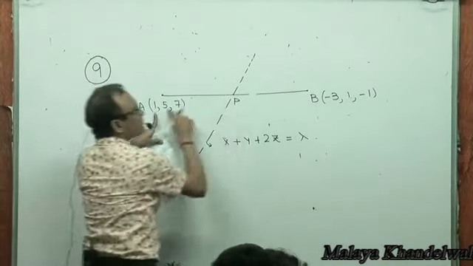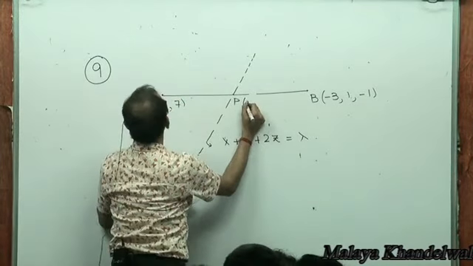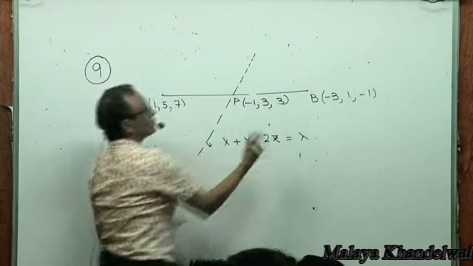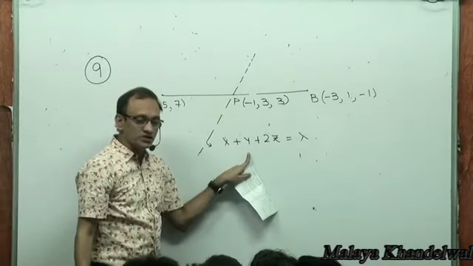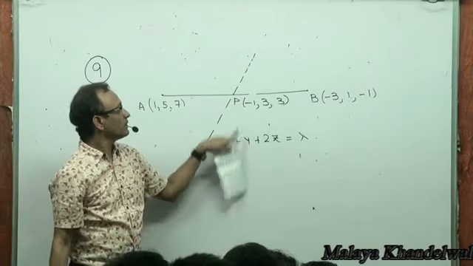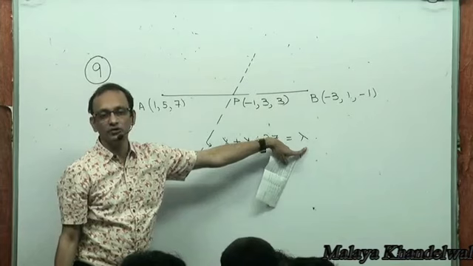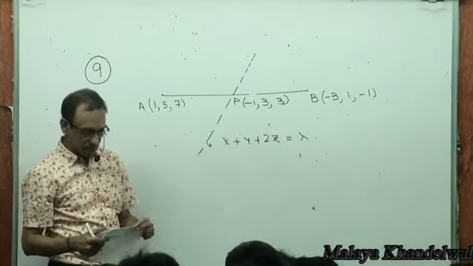Very simple. P is the midpoint of AB. So the coordinates of P would be x1 plus x2 by 2, y1 plus y2 by 2, and so on, giving minus 1, 3, 3, right? And this point lies on this plane. So you can solve for lambda. P lies on this plane. So put x equal to minus 1, y equal to 3, z equal to 3 and obtain the required value of lambda. How much? 8. Lambda is 8.